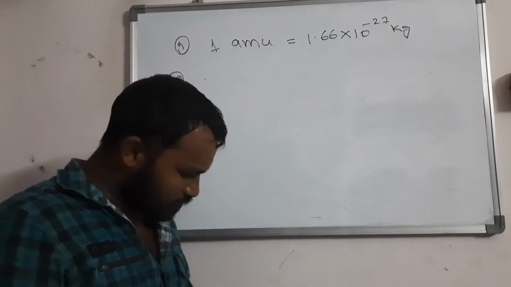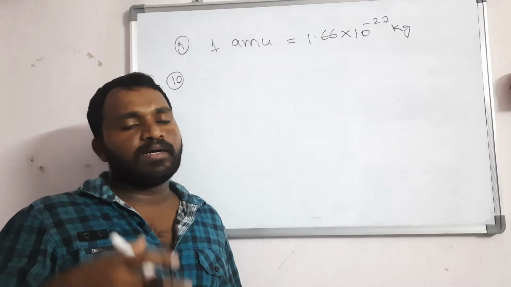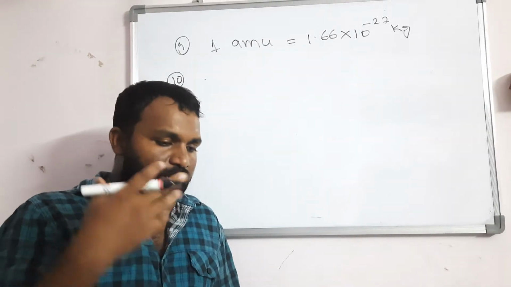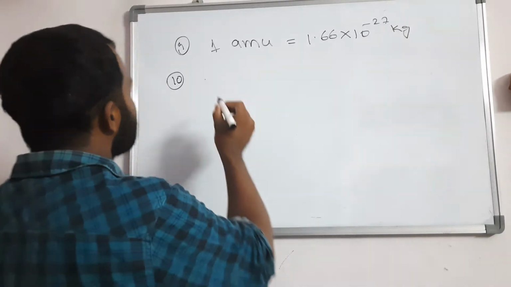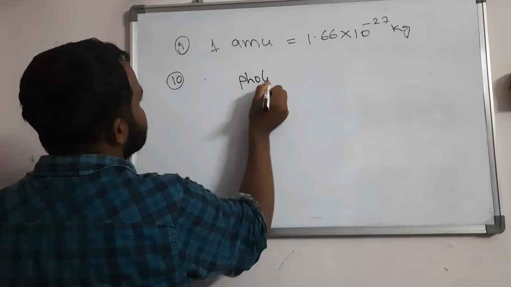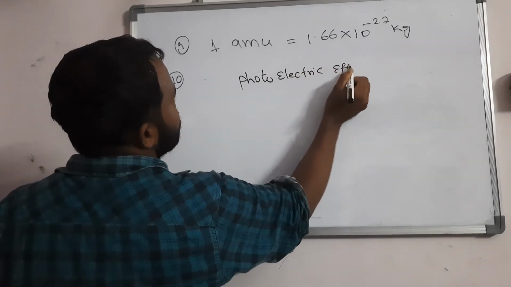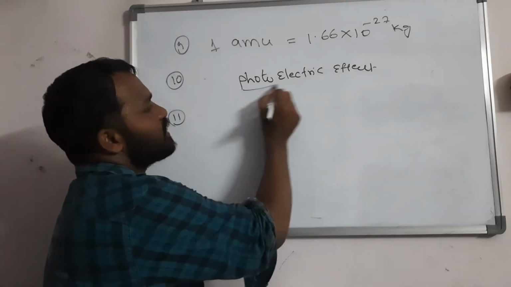Question number 10. If light falls on the surface of a metal and the metal ejects some electrons, that phenomenon is called what? Photoelectric effect. The correct answer is the photoelectric effect.